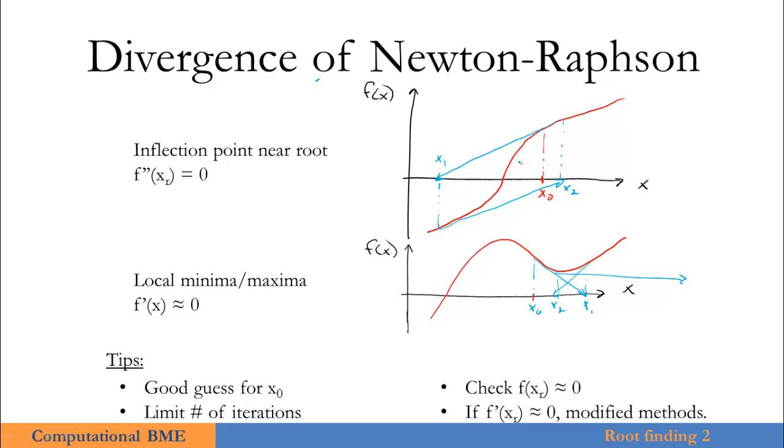And for cases where the derivative is 0 right near that root, these methods are going to break down because it'll kind of force the problem to diverge as you're getting closer and closer to the root. And so there are modified methods that you'll need to look into if you're encountering that scenario. Again, you can check most of these issues by plotting your function before you start a root finding exercise.